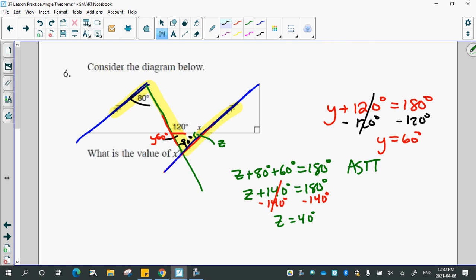And finally, I can find X using supplementary angles now. I know little z there is 40, so X plus 40 adds up to 180 because they're supplementary. So X is going to turn out to be 140 degrees. Yep, I got the same answer, but I did it a very different way.